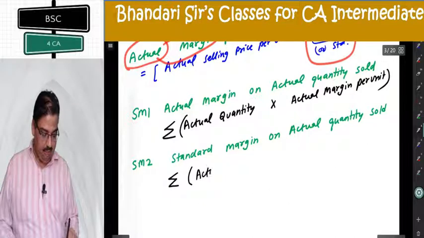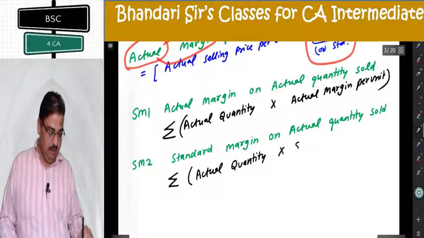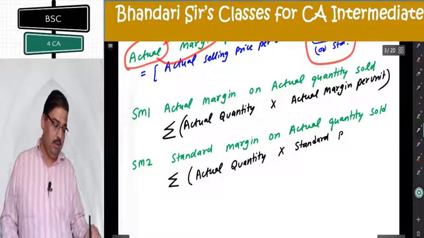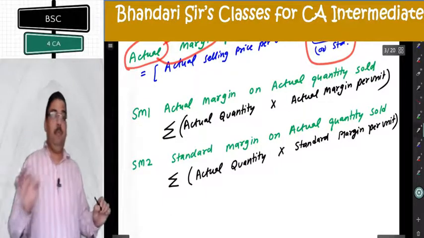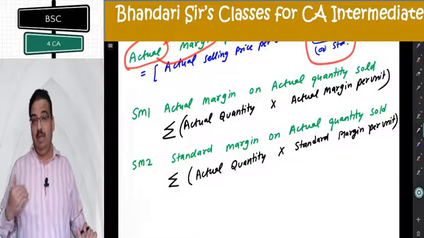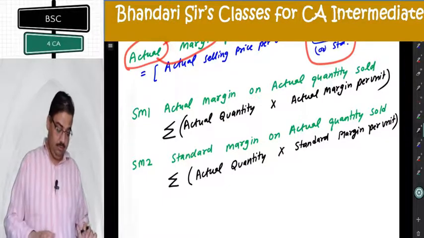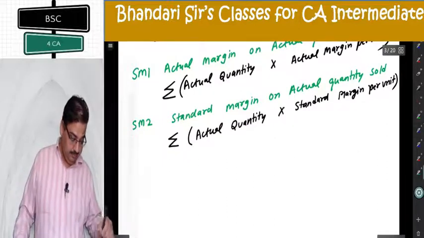Aggregate of actual quantity multiplied by standard or budgeted margin per unit. In the first step only actual margin per unit is used. In every next step budgeted margin per unit or standard margin per unit is used. SM3.